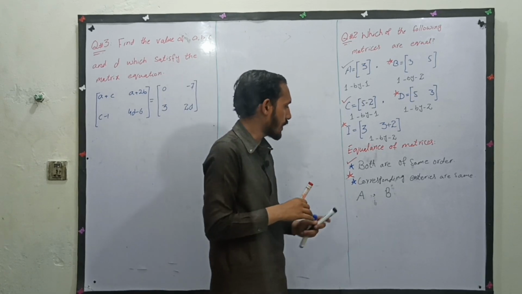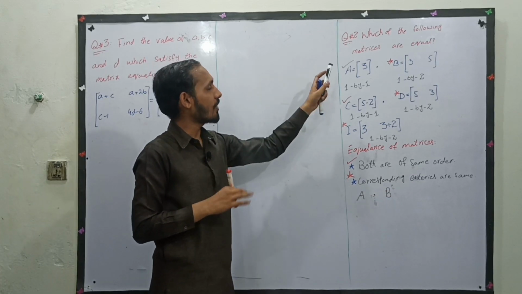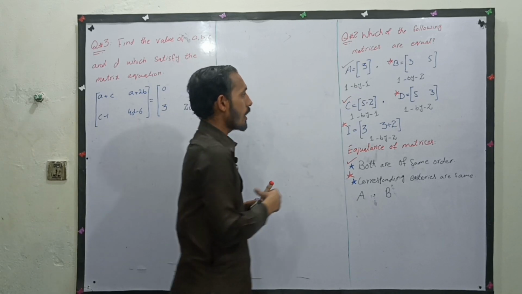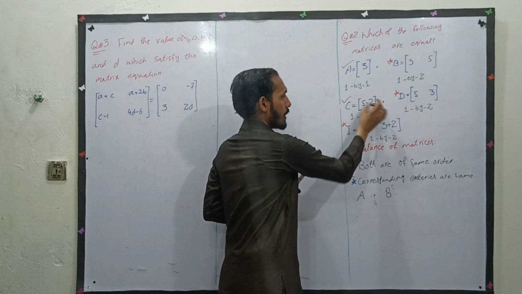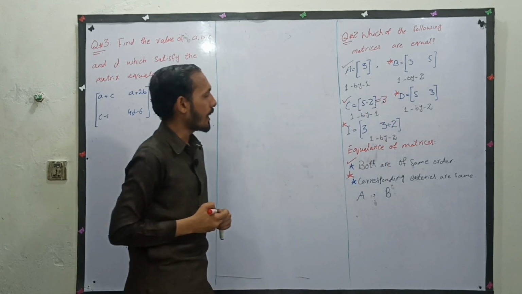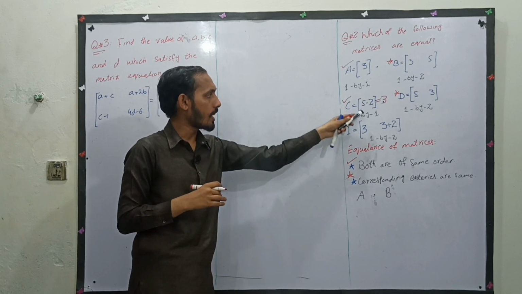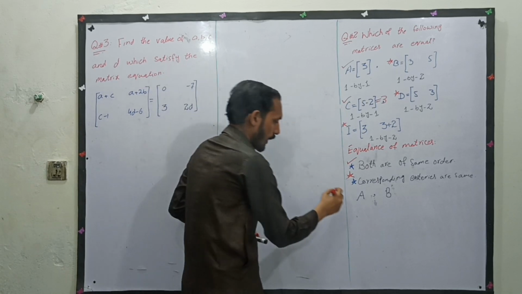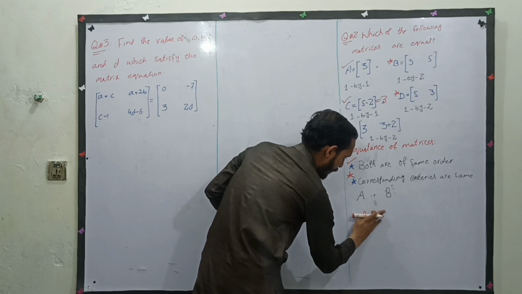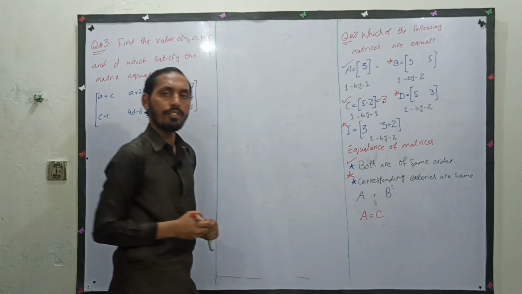Now for the second condition, corresponding entries are the same. The first and only entry of A is 3. And that of 5 minus 2 is also 3. So you can say that the entry of A is 3 and the entry of C is also 3. So A is equal to C.